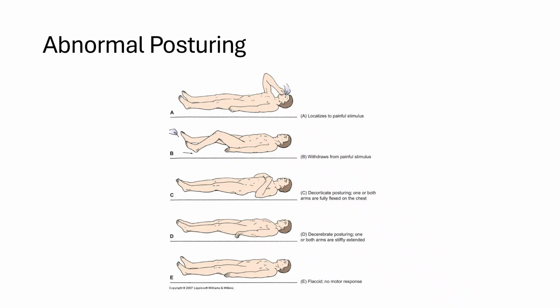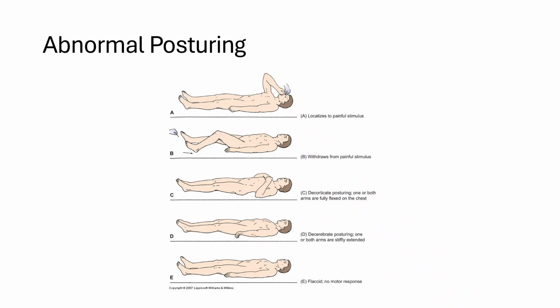In C, this is the decorticate posturing, where one or both arms are fully flexed in on the chest. In D, it's decerebrate posturing, and one or both arms are stiffly extended outward. And lastly, E is absolutely flaccid, no motor response or tone.